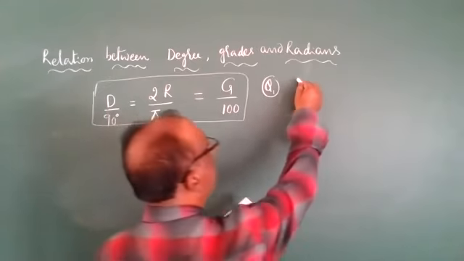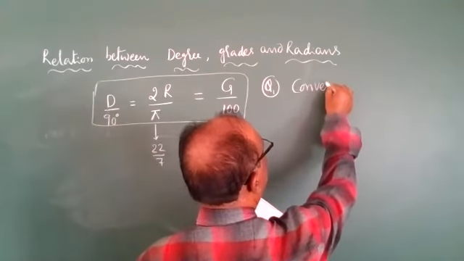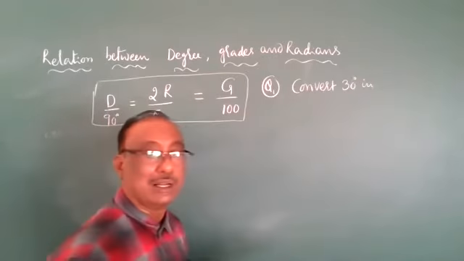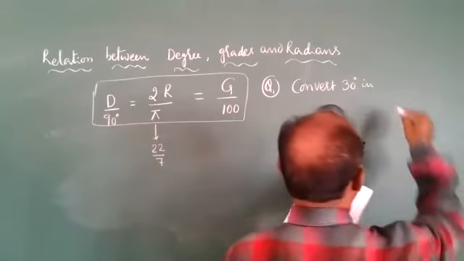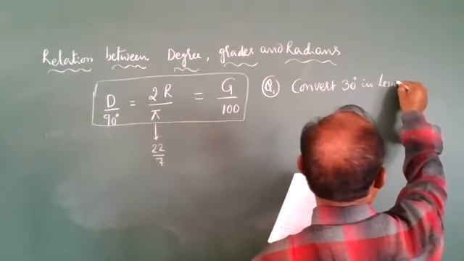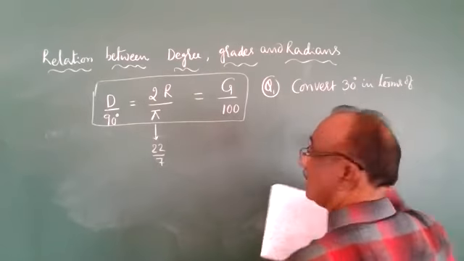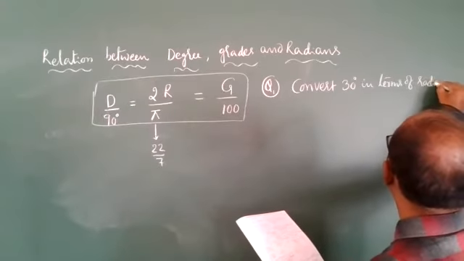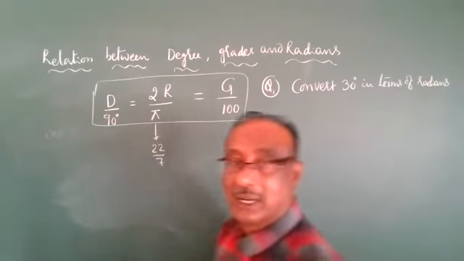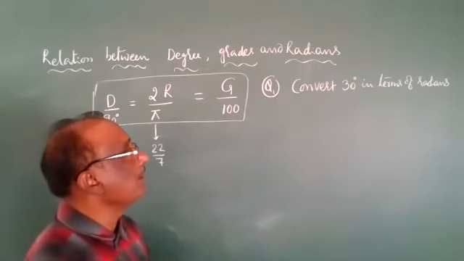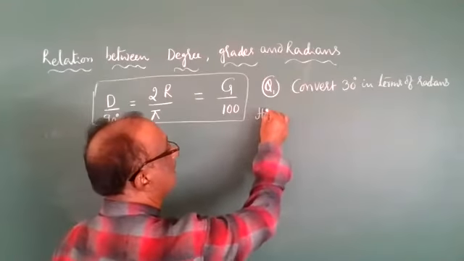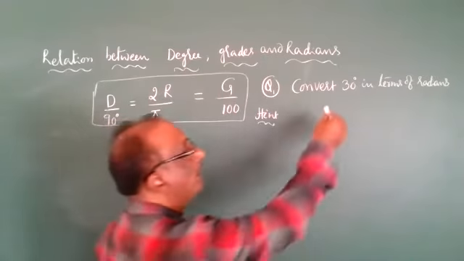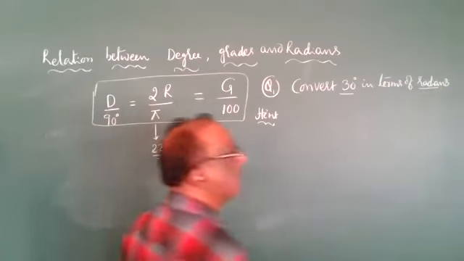Convert 30 degrees in terms of radians. Everyone see, in terms of radians. Looking at this problem, we need only the degrees and radians relation.